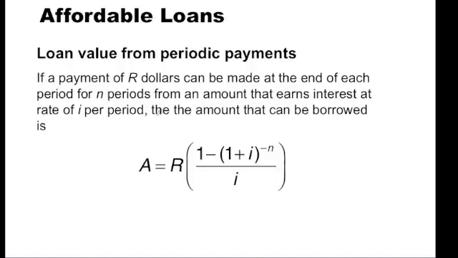Here's the equation for that. The present value for periodic payments. So A equals the loan amount, the payment, each payment of R amount times 1 minus (1 plus I) raised to the negative N, all divided by I.